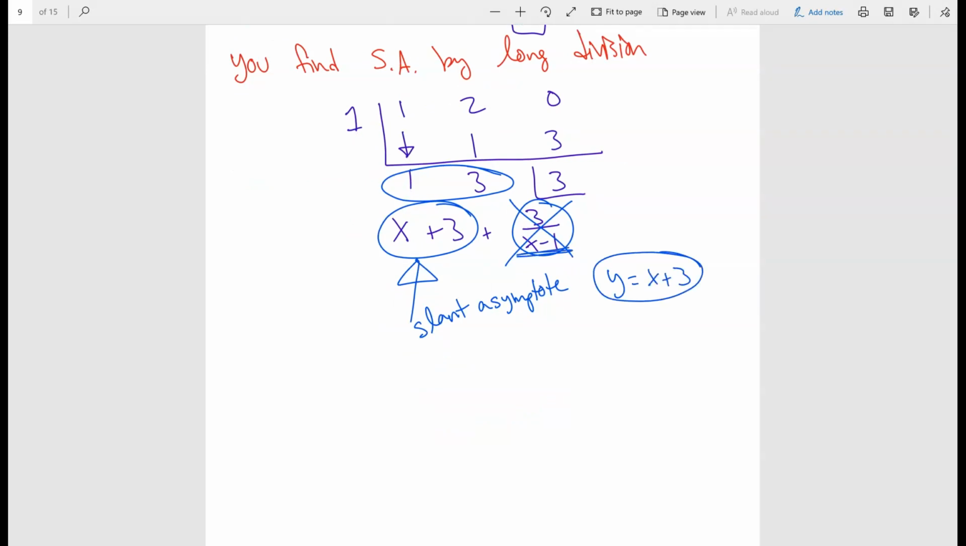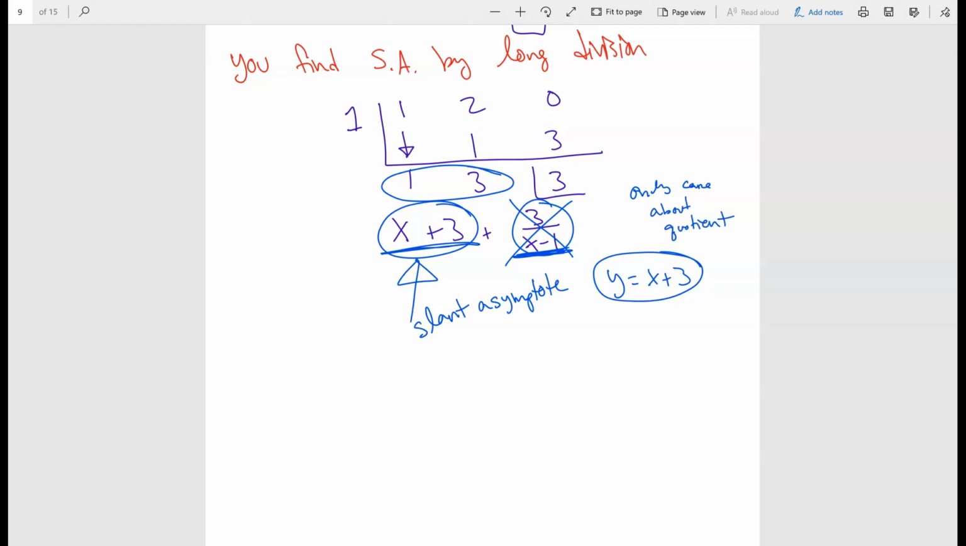Now the reason why we don't care about this remainder term is because as x gets really, really big, this guy is not going to do anything. It's going to be negligible. Okay, so we only care about the quotient.